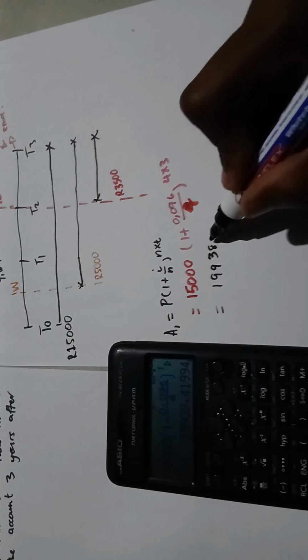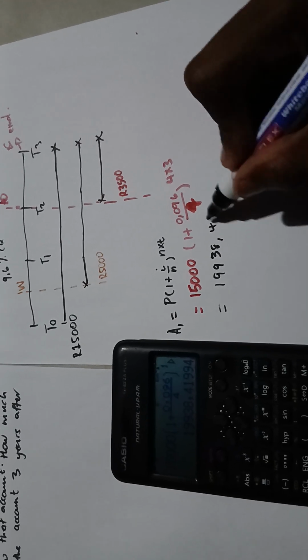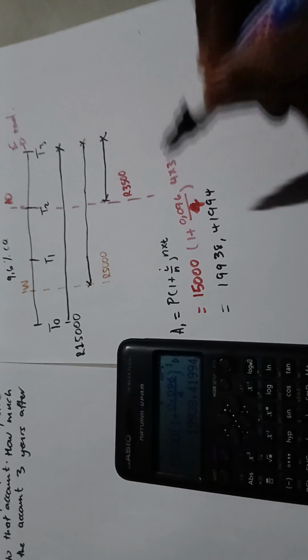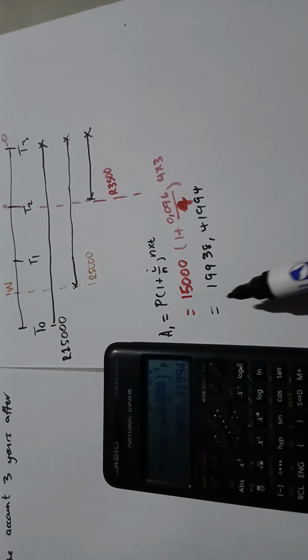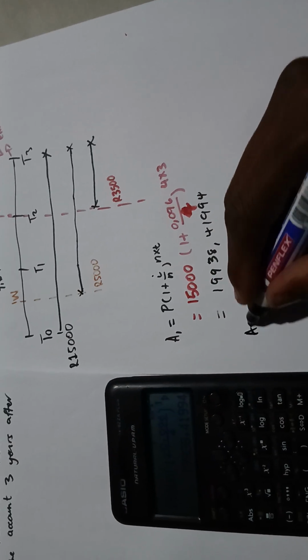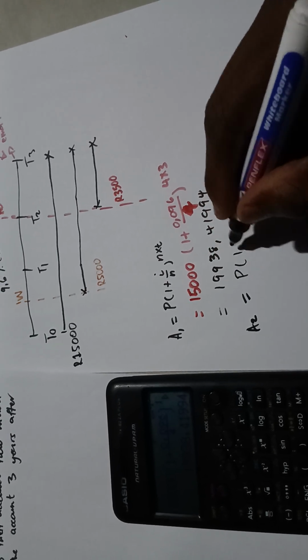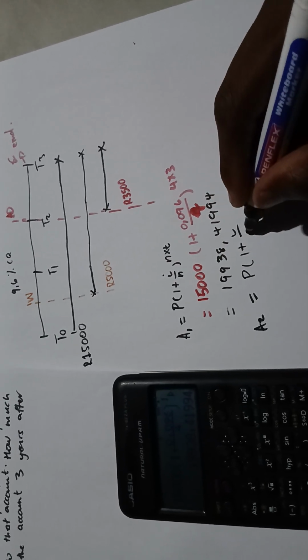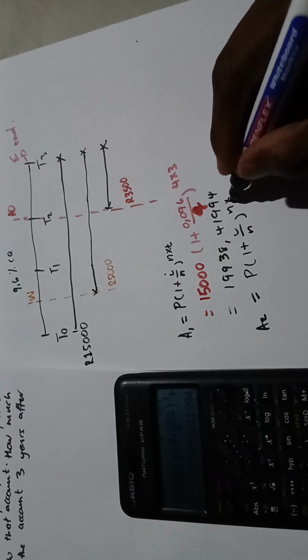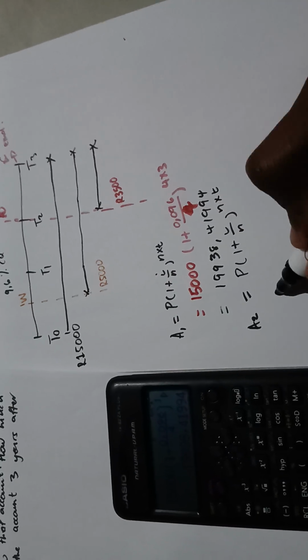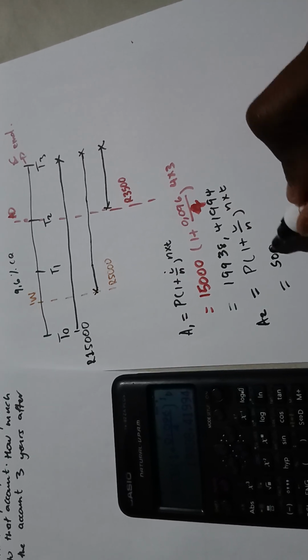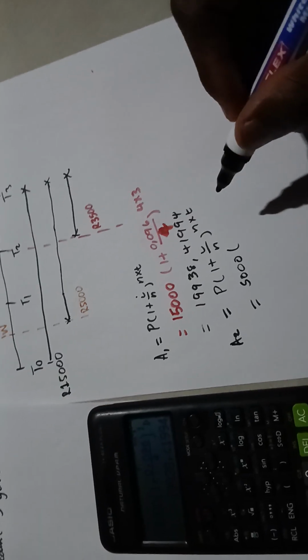1938,41994. Remember, here we don't round off because we still have to find other answers that we will add here. So let's now do the withdrawal of 5,000. So it's 5,000 that was withdrawn from the account.